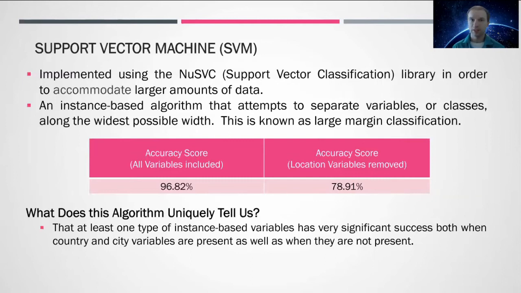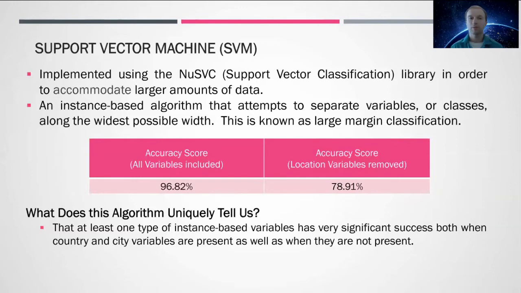Even with our downsized data set, we have 43,000 observations. So we were afraid that SVC might return erroneous results. Hence, we chose NuSVC. And as you can see here, the accuracy scores are comparable to what we saw before. We see almost a 97% accuracy score when all the variables are included.